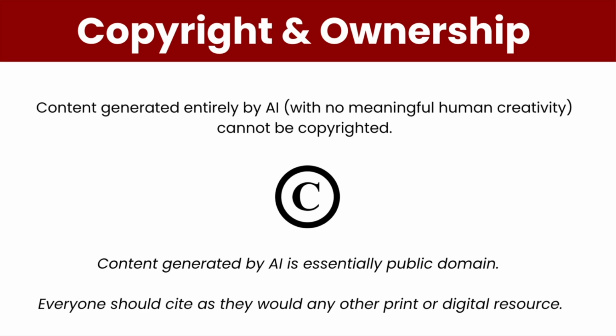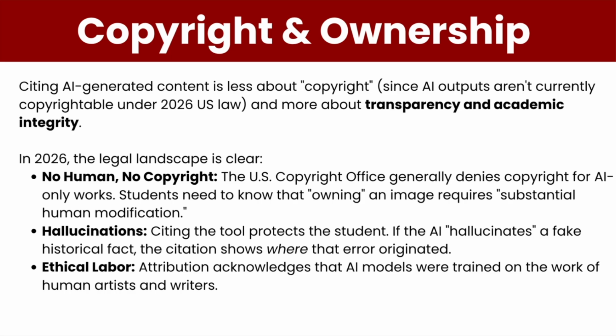This is a big mindset shift. AI-generated content isn't owned in the traditional sense. So again, this becomes less about ownership and more about ethical use and transparency. In 2026, we don't cite AI because the machine owns the work. Legally, it doesn't. We cite it for transparency. Attribution protects students from hallucinations and clarifies exactly where the original ideas end and the tool's assistance begins. It's about academic honesty, not copyright.